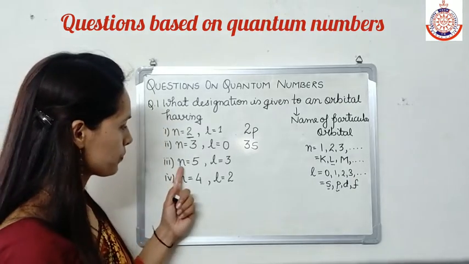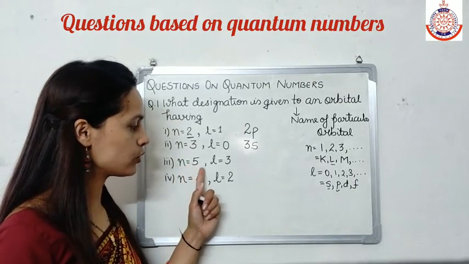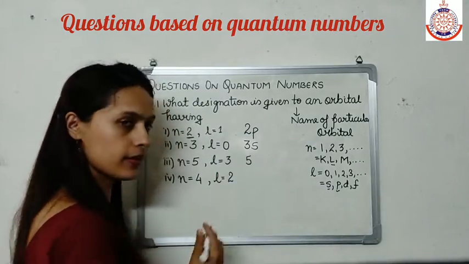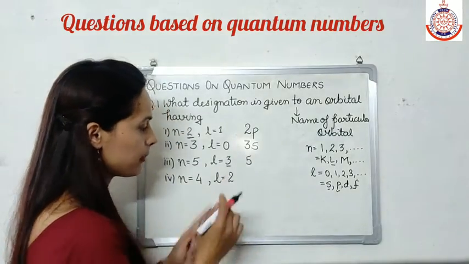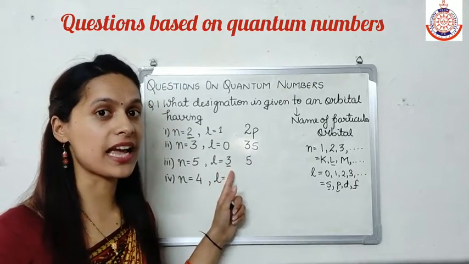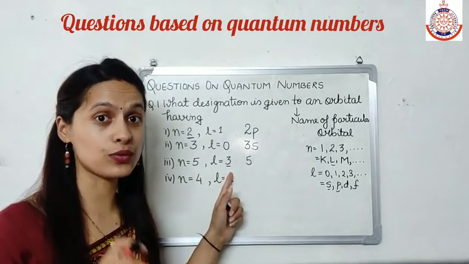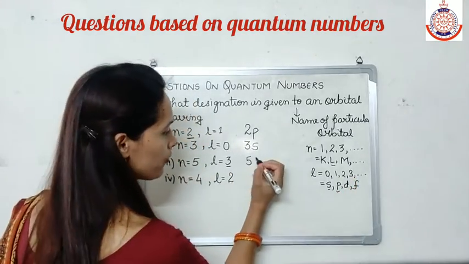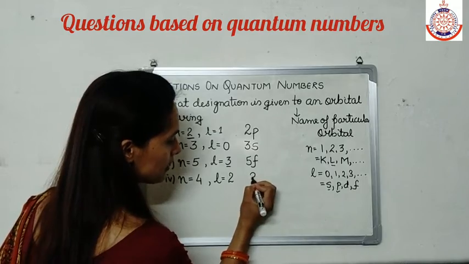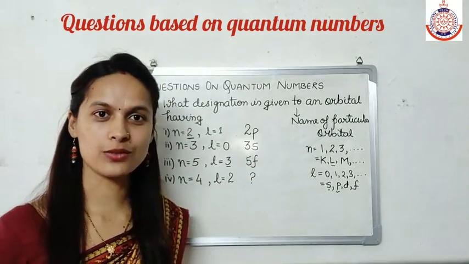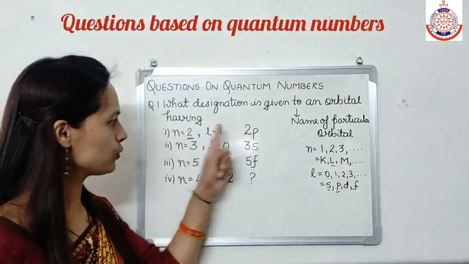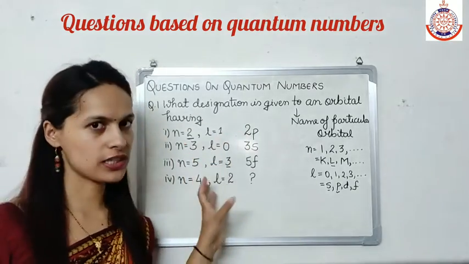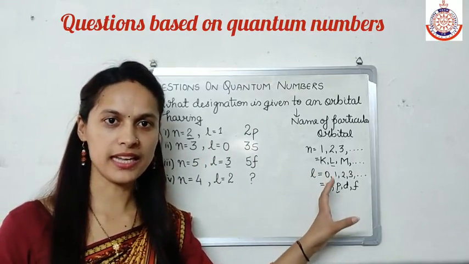Clear? Now this one, n equals 5, l equals 3. So I have to write 5 here, but in place of 3, I don't write 3. I have to write the symbol which is used for 3, and for 3 I know that the symbol is f. So 5f. Now this one is your homework. So 2p, 3s, 5f. If the question is like this, you have to solve it like this.